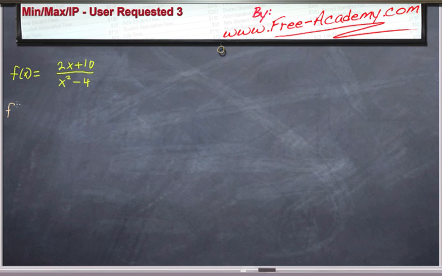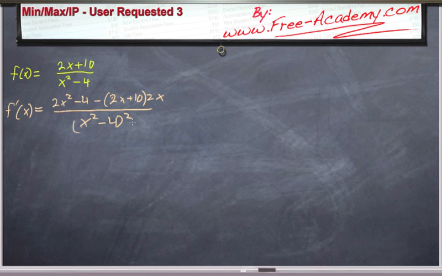F prime of x is going to be equal to low d high, which is x squared minus 4 times 2, so 2 times x squared minus 4, minus high d low, which is 2x plus 10, derivative of bottom is 2x, all divided by low squared.